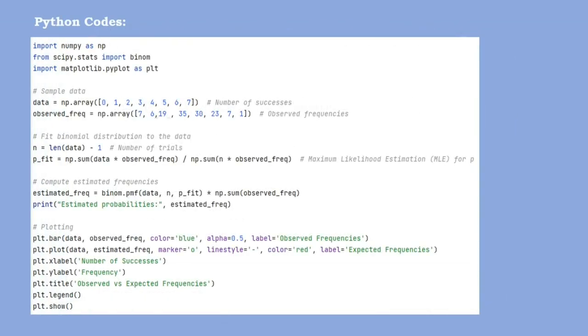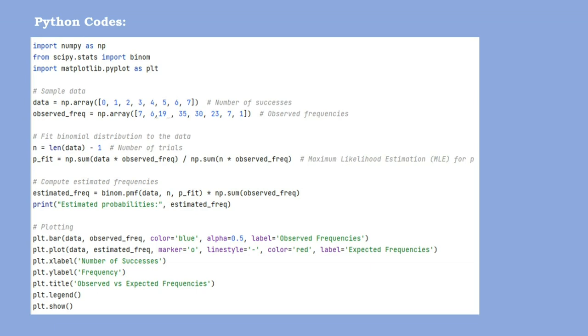The first 3 lines are used to call the required packages for fitting. The first package, NumPy, is used to perform the mathematical operations. The second package, binom, is used to calculate the estimated frequencies. And the third package, matplotlib, is used to plot the graph of observed frequencies and expected frequencies. Next, we have to assign the given data using arrays for fitting. Next, to fit the binomial distribution, we have to define the length of the data. Here we will not count the 0 as success, so we have to subtract 1 from the length of the data.